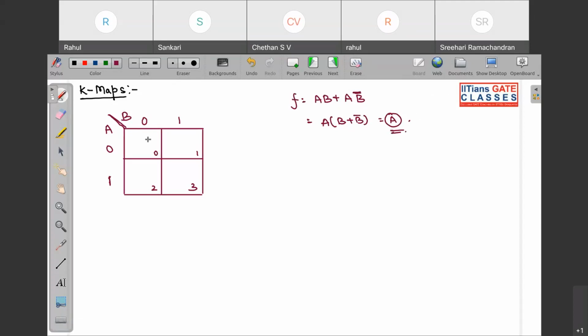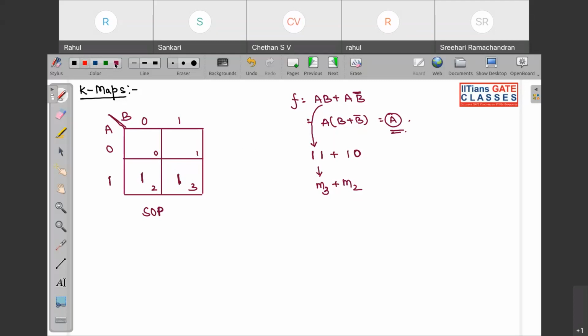Now if I wanted to solve this using K-map, how will we solve it? Look very carefully. AB corresponds to 1 1 plus 1 0, so this is M3 plus M2. Always remember, whenever you are filling using SOP, the cells need to be filled with 1.